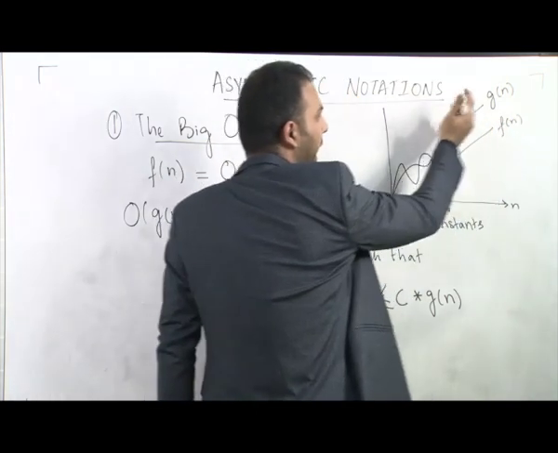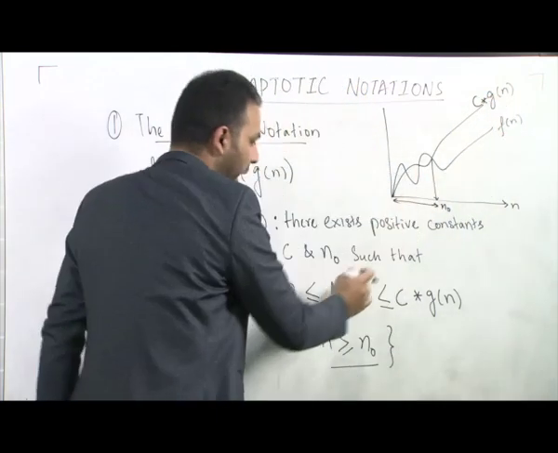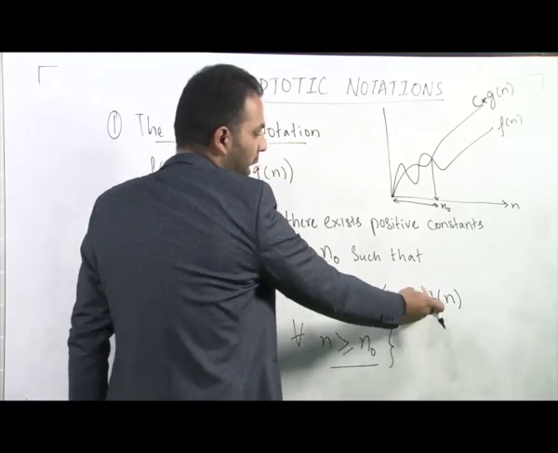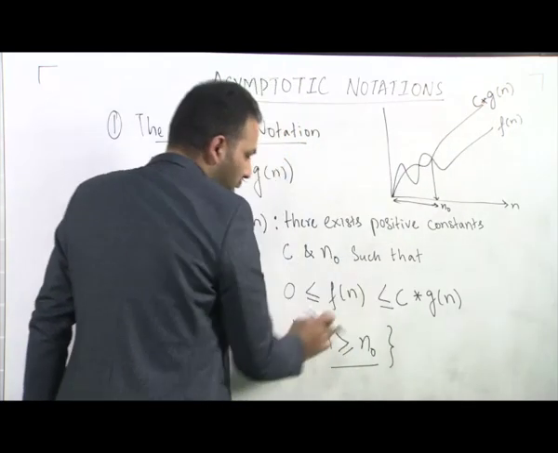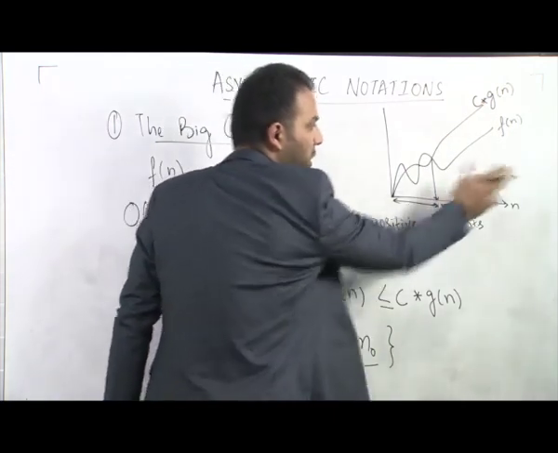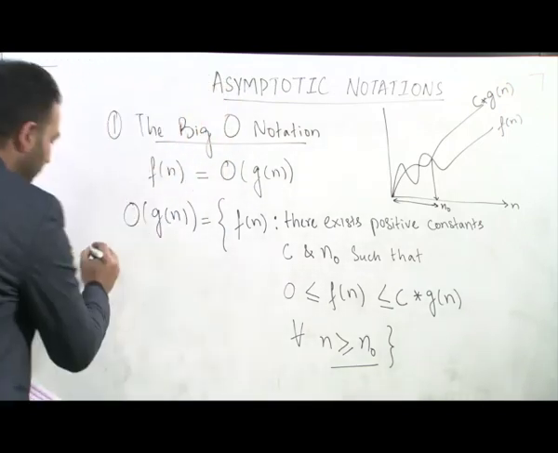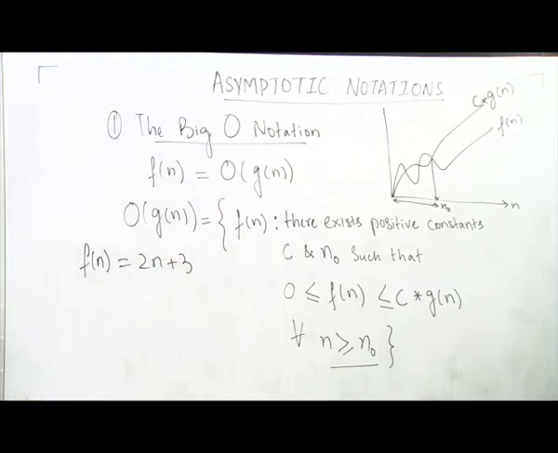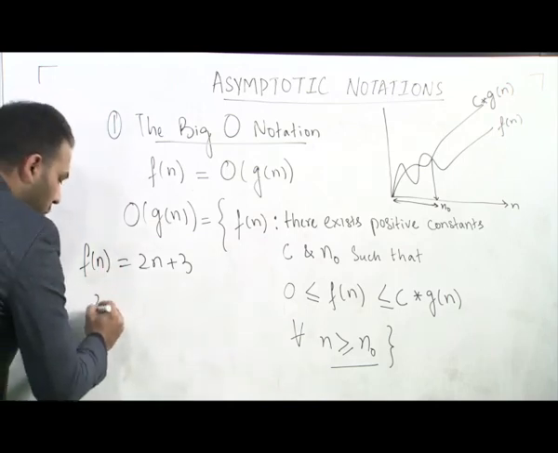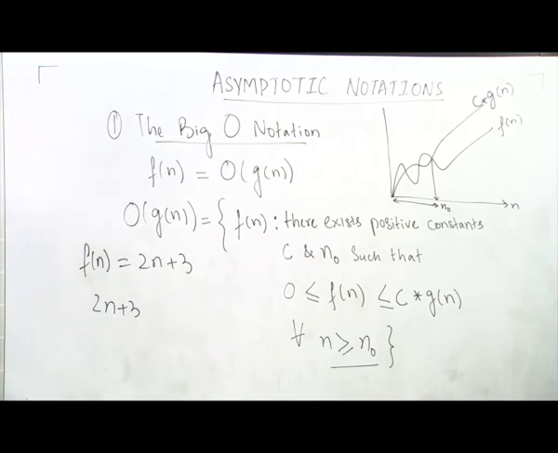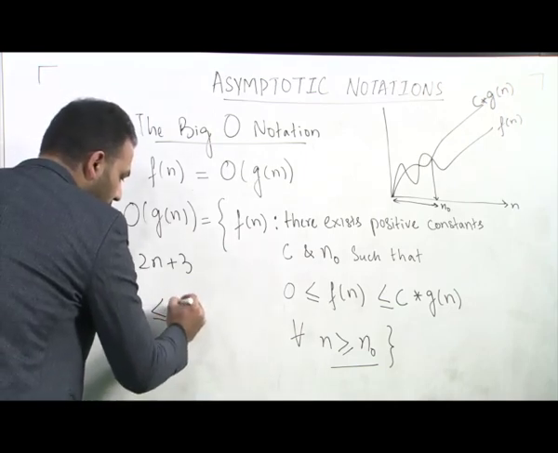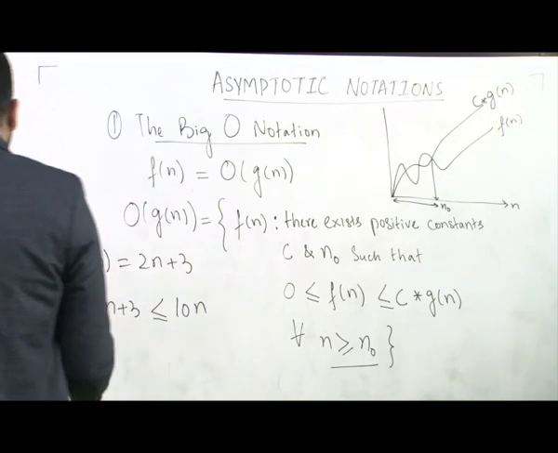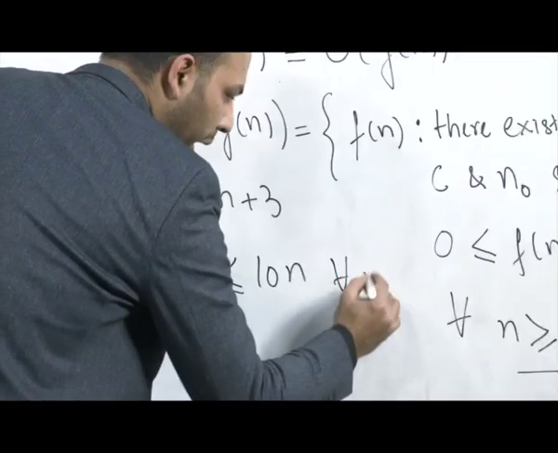Because it is setting the upper bound, there will be a constant multiplied by your g of n. That is what I have written: f of n is a non-negative function which is less than or equal to c into g of n, for all n greater than or equal to n0, meaning beyond this point. Okay? So we will take an example. If f of n is equal to 2n plus 3, then 2n plus 3 will be less than or equal to, say, 10n, and I can write this for all n greater than or equal to 1.